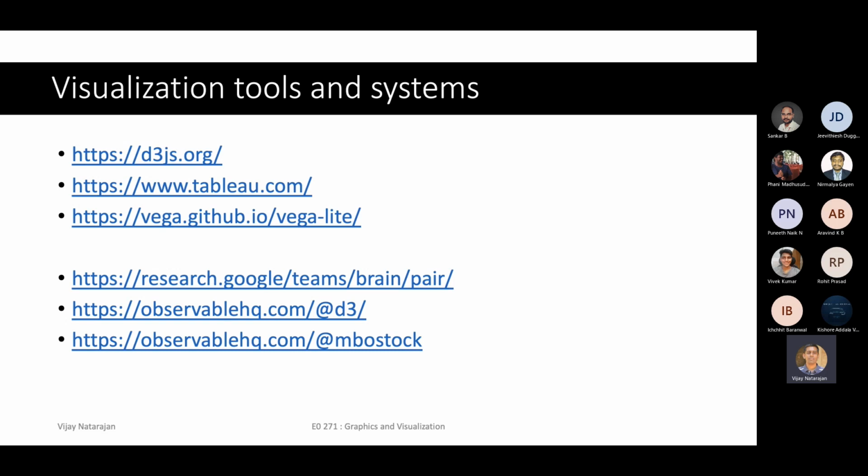D3 is a JavaScript-based library toolkit for visualization on the browser. Very popular, with a very wide community that supports it. Almost all the visualizations you see from newspapers, particularly nowadays showing COVID-related data, were written using D3. Incidentally, D3 also received the Test of Time award at last week's visualization conference. It's been 10 years since D3.